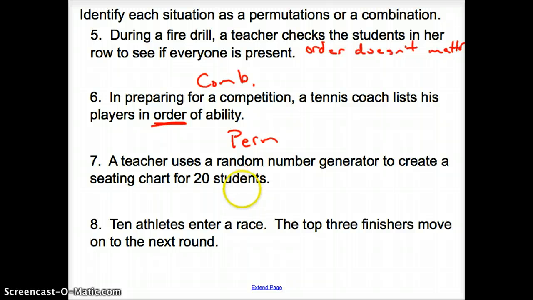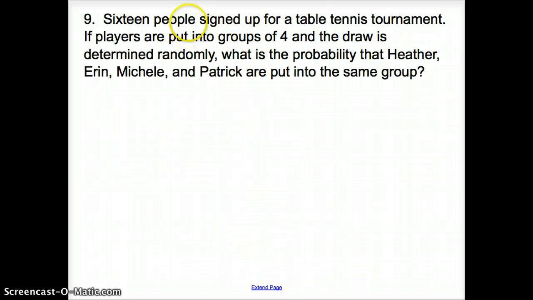7, a teacher uses a random number generator to create a seating chart for 20 students. Does it matter where you sit? Yes, it does. Since order matters, we have a permutation. 8, we have 10 athletes enter a race. The top 3 finishers move on to the next round. Does it matter what place you finish in? First is the same as third as long as they all move on. So since order does not matter, we have a combination.